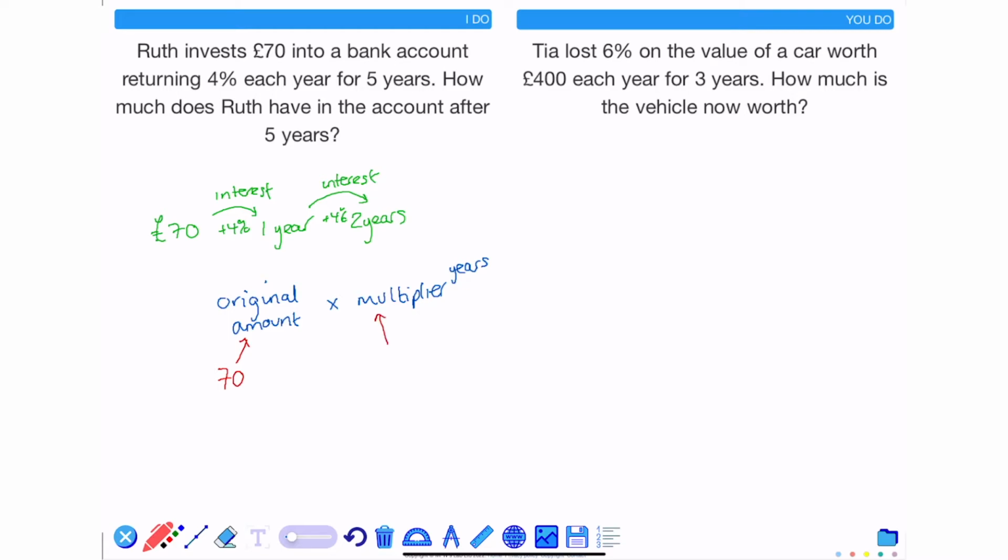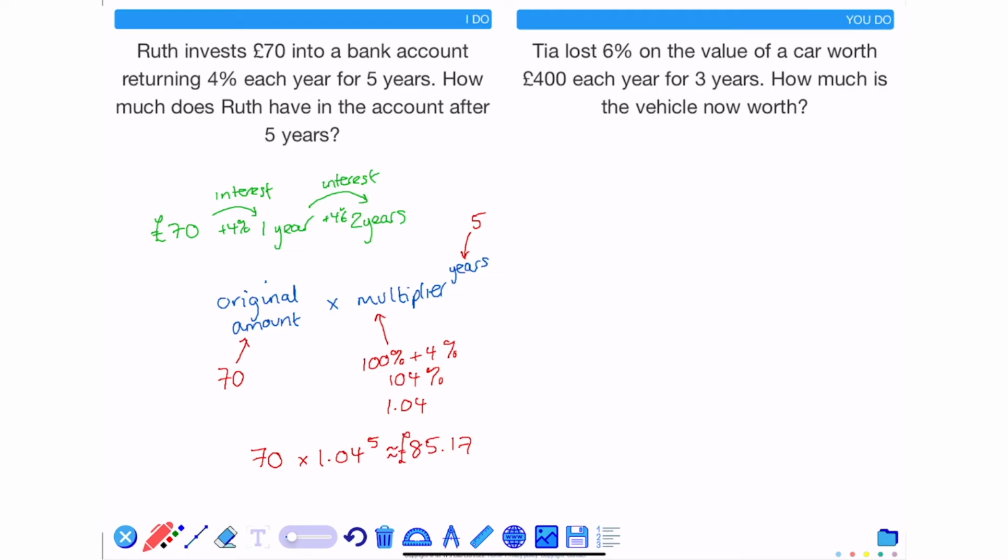In order to work out what the multiplier is, we start with 100% of the money and we add on 4% after 1 year. This gives me 104%, but as a decimal, 1.04. We also know that the number of years that Ruth wants to invest is 5. So I can now calculate how much Ruth will have after 5 years by doing 70 multiplied by 1.04 to the power 5. This gives roughly £85.17, remembering that because I'm dealing with money, it has to be rounded to 2 decimal places.